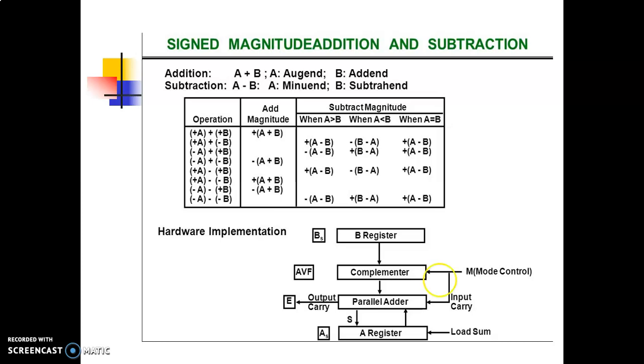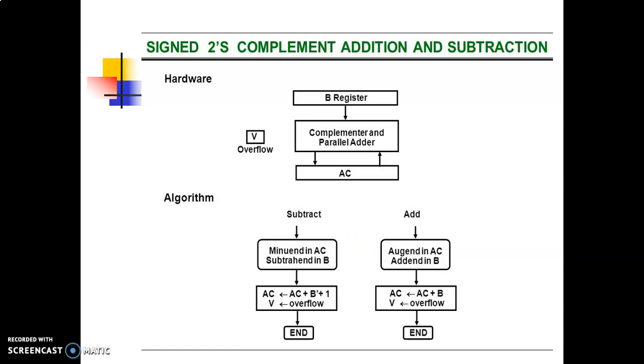When M equals 0, the output of B is transferred to the adder, the input carry is 0, and the output of the adder is equal to the sum A plus B. When M equals 1, the ones complement of B is applied to the adder, the input carry is 1, and the output S equals A plus B bar plus 1. This equals A plus the 2's complement of B, which is equivalent to the subtraction A minus B. In the next slide, we'll see signed addition and subtraction with signed 2's complement data.